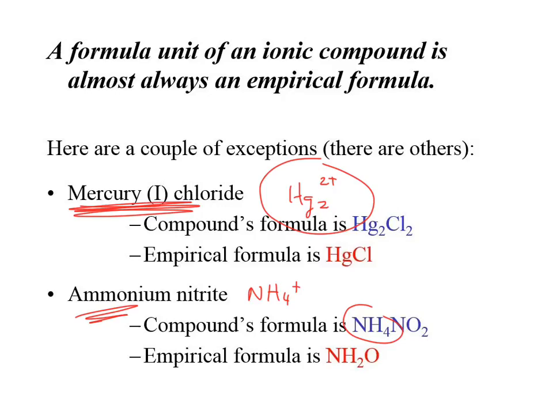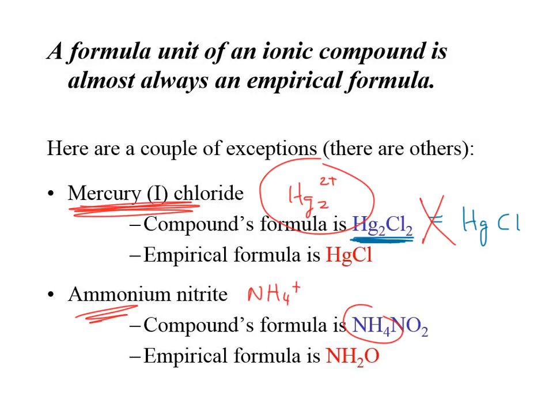So if given a chance, for instance, I'll change my color to blue here. If you were dealing with mercury 1 chloride, it kind of looks like you can divide these both by 2 and get 1, but don't do it because then you're breaking up that mercury 1 polyatomic cation.